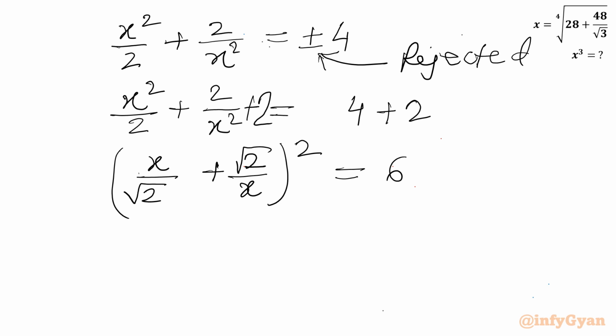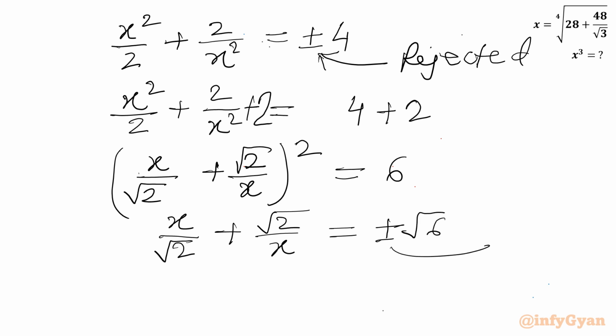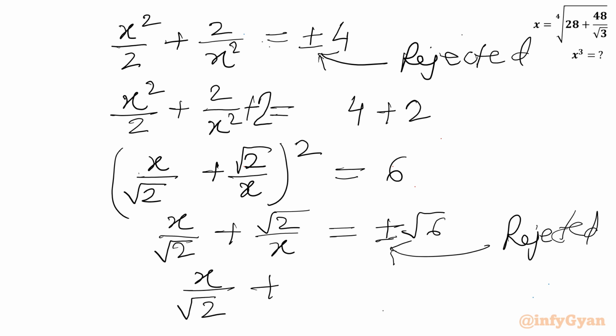Now I will consider the square root once again. So x over root 2 plus root 2 over x will be equal to plus minus root 6. Again we will reject this minus sign, rejected as x is positive. So the right hand side would always be positive. So finally x over root 2 plus root 2 over x is equal to root 6.